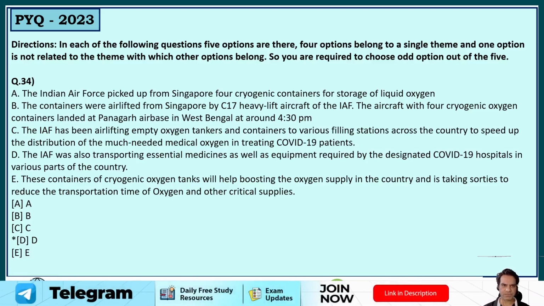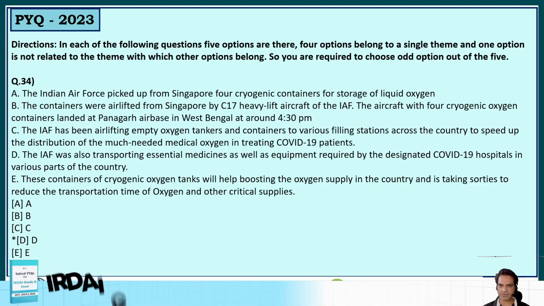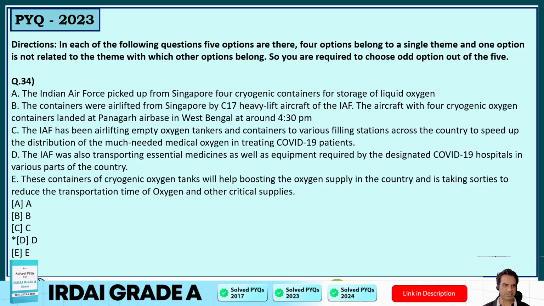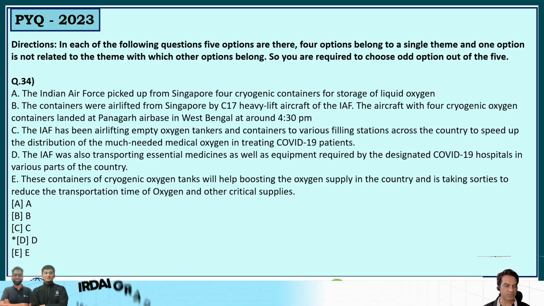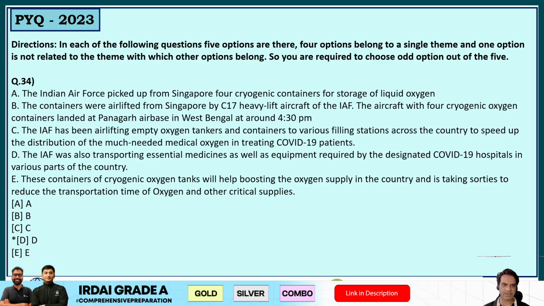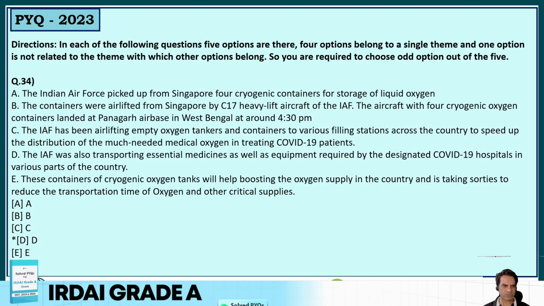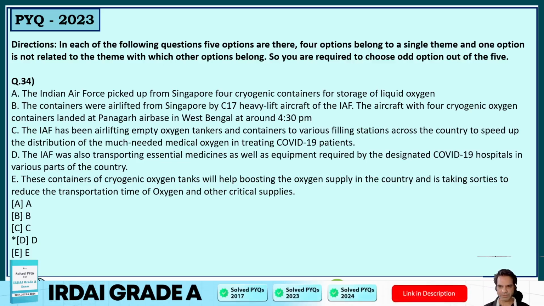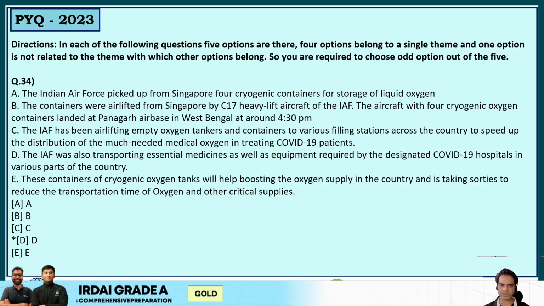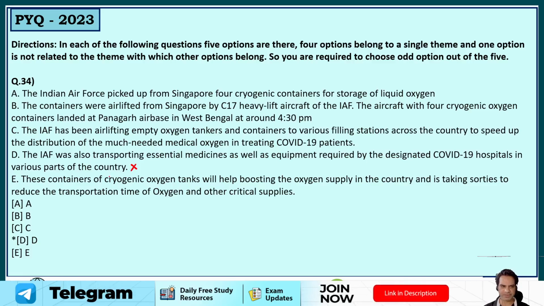So Indian Air Force picked up from Srinagar 4 cryogenic containers for storage of liquid oxygen. Okay, the containers were airlifted from Singapore by C-17 heavy lift aircraft. The aircraft with 4 cryogenic oxygen containers landed at Panagarh Air Base in West Bengal at around 4. Okay, the IAF has been airlifting empty oxygen tankers and containers to various filling stations. Correct. The IAF was also transporting essential medicines as well as equipment required by the designated COVID-19 hospitals. Okay, these containers of cryogenic oxygen tanks. So all the sentences talk about oxygen tanks except sentence number D. This talks about the medicinal part of it. So I think option D is the odd one out.